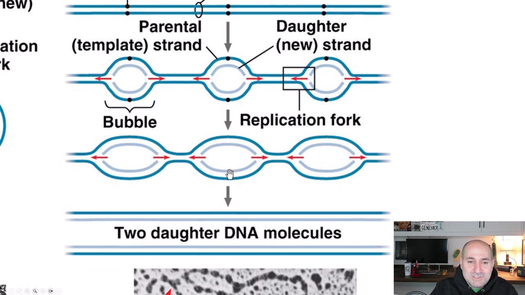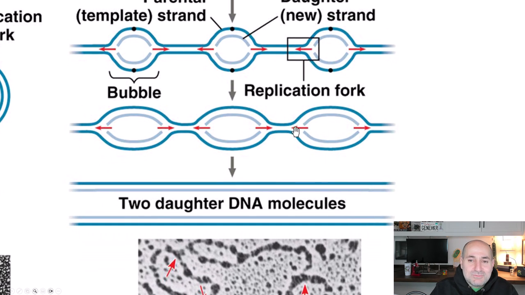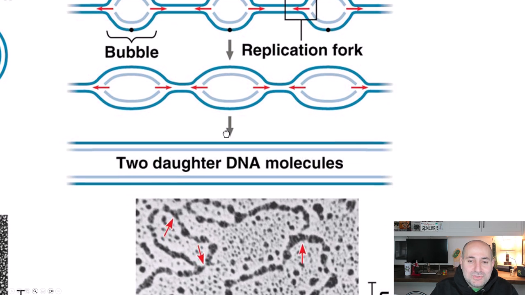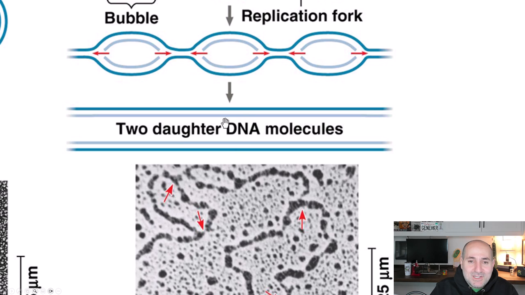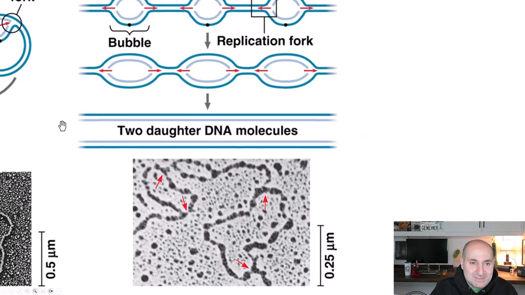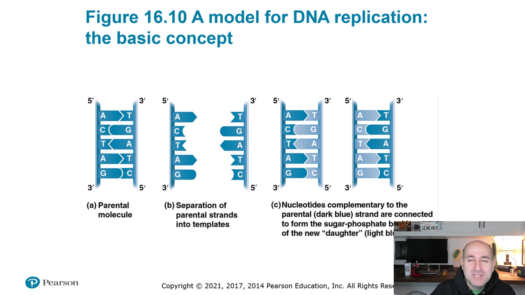And when do you know you've copied everything? Well, when these bubbles touch, right? When these forks reach each other, you have copied the two strands of DNA. And again, remember, you will end up with semi-conservative DNA replication. A template strand in dark blue and a daughter strand in gray. Template strand in dark blue, daughter strand in gray. Isn't that neat? All right, now that we have the big picture idea of what's happening during DNA replication, let's go into some finer details, like how is this daughter strand made?